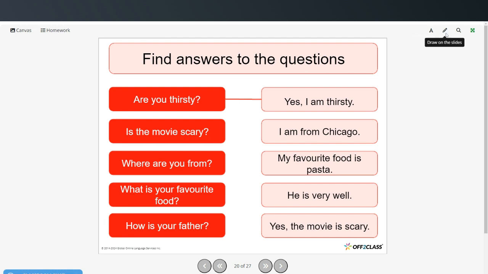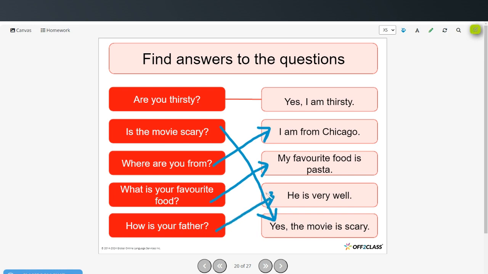All right, is the movie scary? Yes, the movie is scary. Where are you from? I am from Chicago. What is your favorite food? My favorite food is pasta. And how is your father? He is very well.